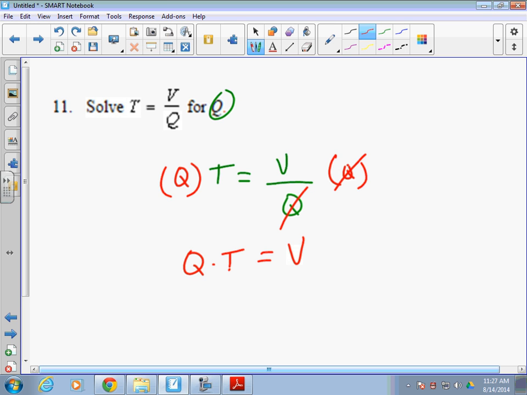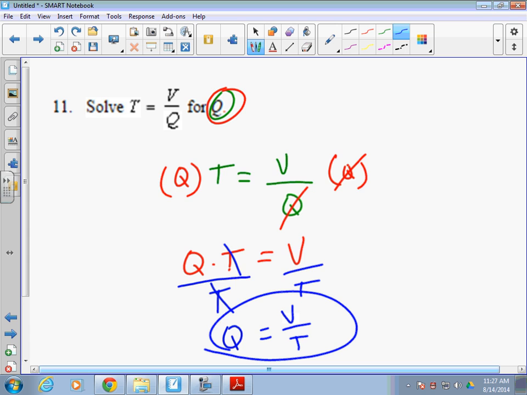But we're not solving for V. It says solve for Q. So we got to do it one more time. Q times T, in order to cancel out that multiplication, divide by T, because we want to keep Q. And if you divide the left by T, do the same on the right. It'll cancel here and leave you with V over T. So Q equals V over T.